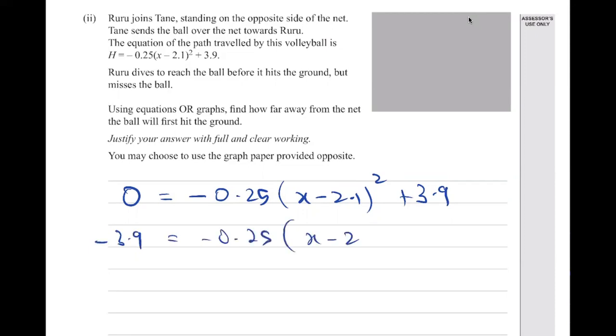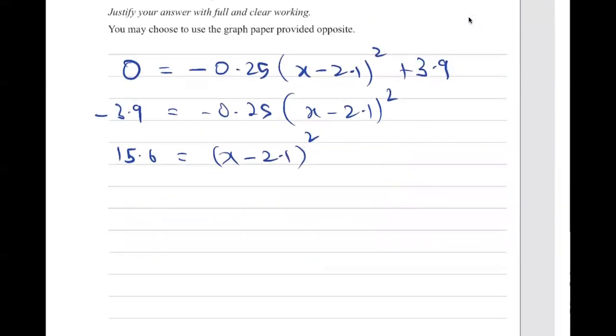Negative 3.9 equals negative 0.25 (x minus 2.1) squared, being careful to copy everything across correctly. And then I think I'll divide by negative 0.25. So negative 3.9 divided by negative 0.25, and I get 15.6. So 15.6 is equal to (x minus 2.1) squared. Now I'm going to take the square root of that.